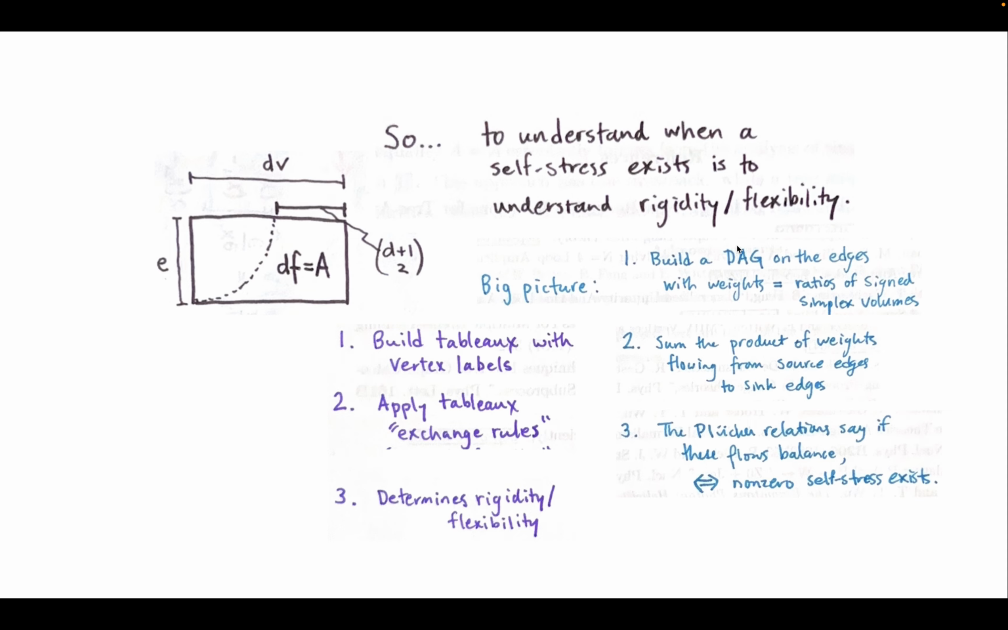And basically number 1 and 2 over here are equal to number 1 here. Then we're going to apply the tableau exchange rules, which are sometimes called Young's straightening rules. And that's the Plucker relation, so that's number 3. And then number 3 here just determines rigidity. So build tableau with vertex labels, apply exchange rules. We'll know whether it's rigid or flexible.